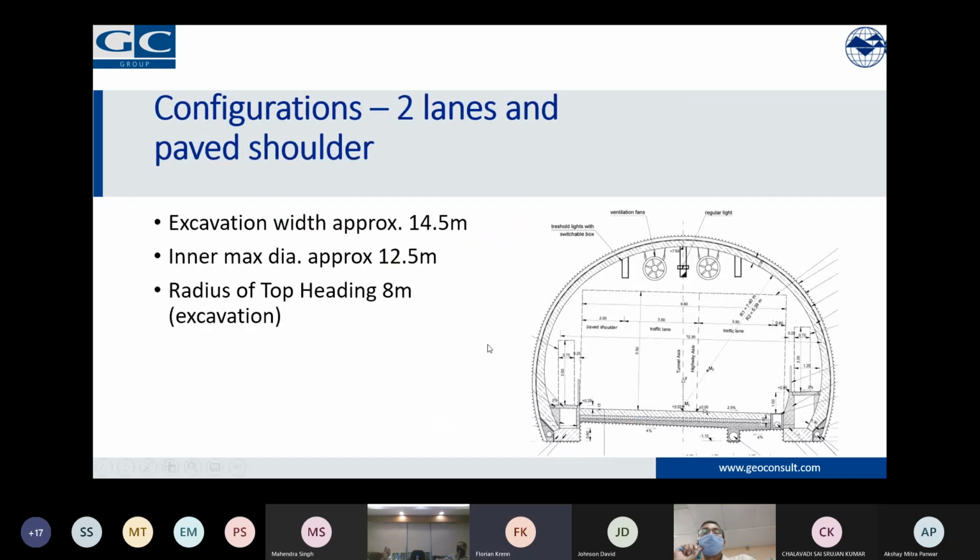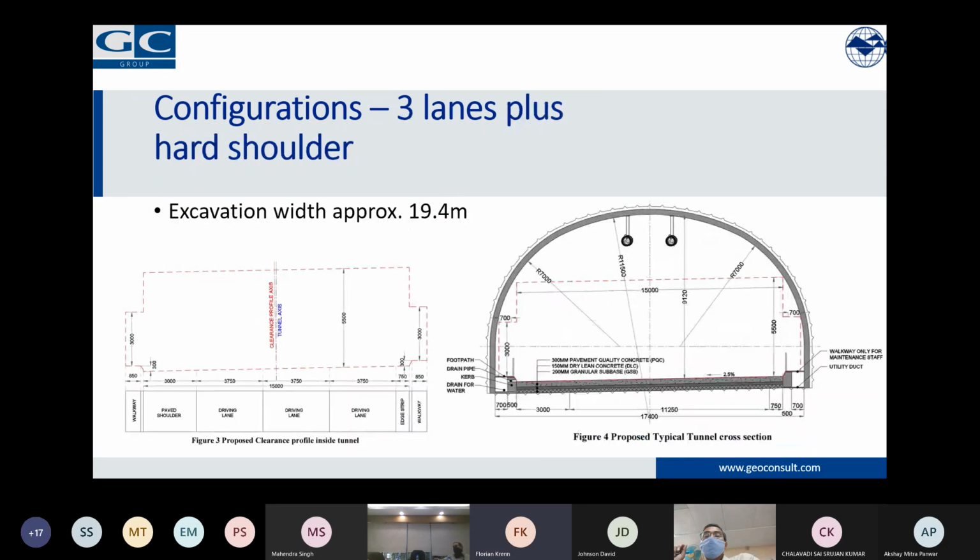Now this is a bit different configuration. Now we have 2 lanes and a paved shoulder. So our excavation width already goes up to 14.5 meters, and the inner diameter is around 12.5 meters. And our radius of the top heading just for the excavation is now growing to 8 meters. And then number 3, this is really huge: 3 lanes and a paved shoulder of 3 meters width. So an expressway in good rock.